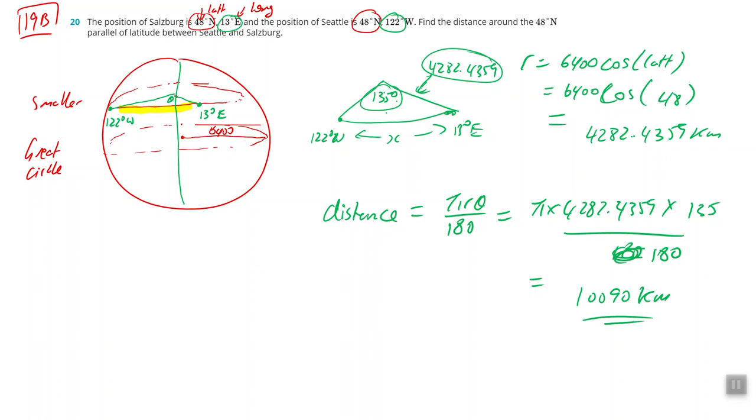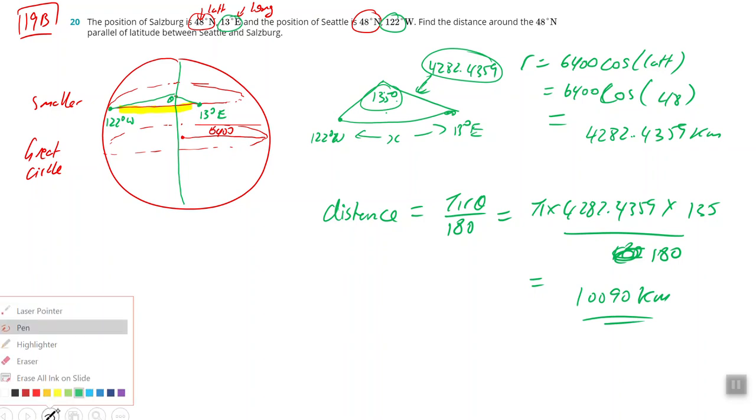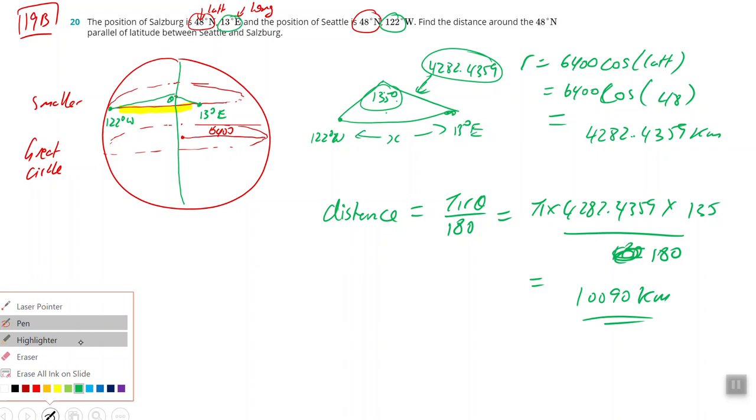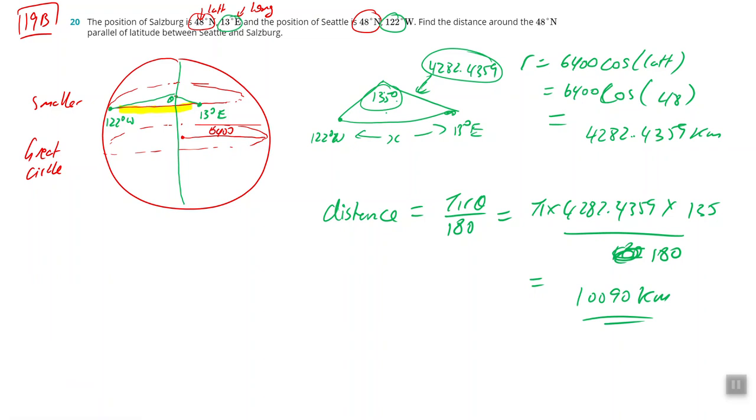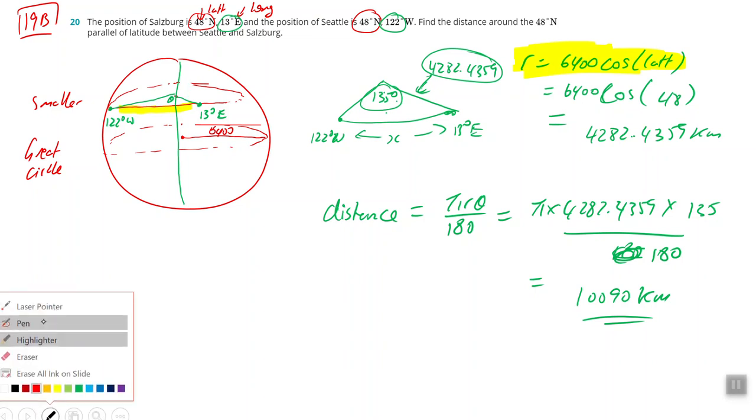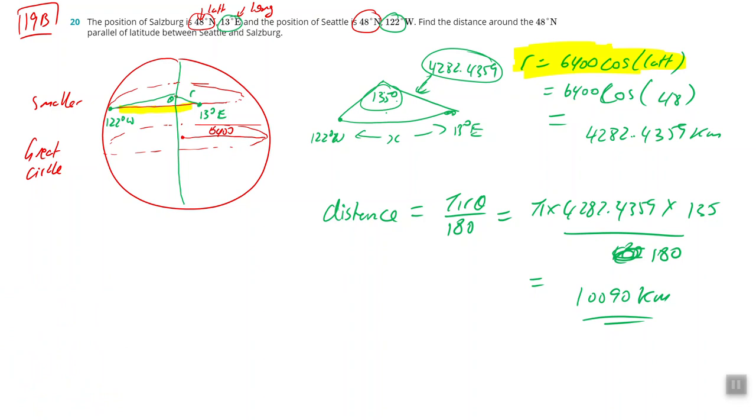Okay, so with all small circle questions, especially when I ask you to find the distance within the small circle, make sure you use this formula because that gives you the radius of the small circle. Because without the radius of the small circle, you cannot work out the arc length. Okay, so there's a difference in the radius of a great circle compared to the radius of a small circle. If it's a great circle, you can use 6,400 as the radius, because that's the radius of the Earth.